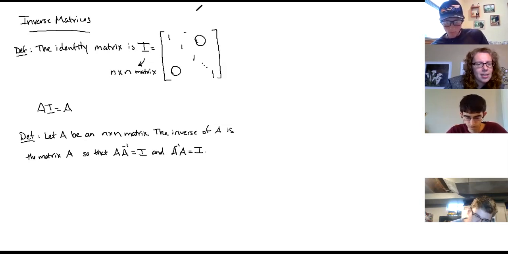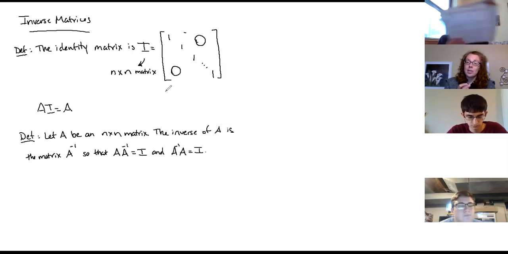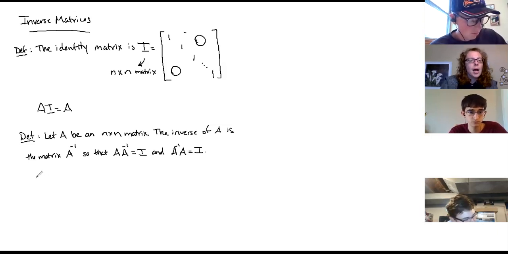So A inverse, with an exponent of -1, is such that A times A inverse is equal to I, and A inverse times A equals I. I need both of those equations because matrix multiplication is not always commutative. A inverse doesn't always exist.